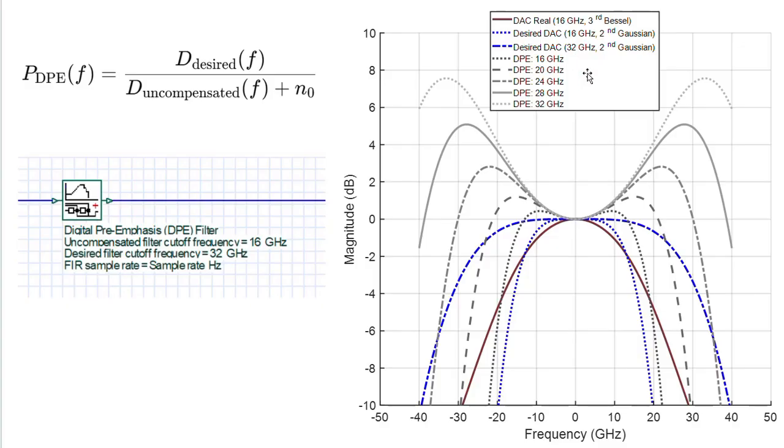The digital pre-emphasis filter here is evaluated for a few of the bandwidths for the desired filter. So if the desired filter is high in bandwidth for the uncompensated filter of 16 gigahertz, then you would require a higher and higher digital pre-emphasis peak.